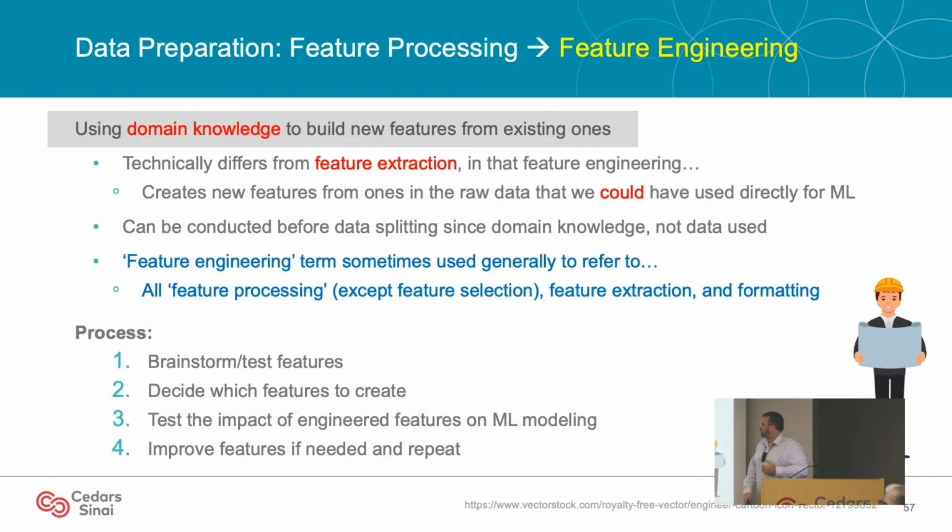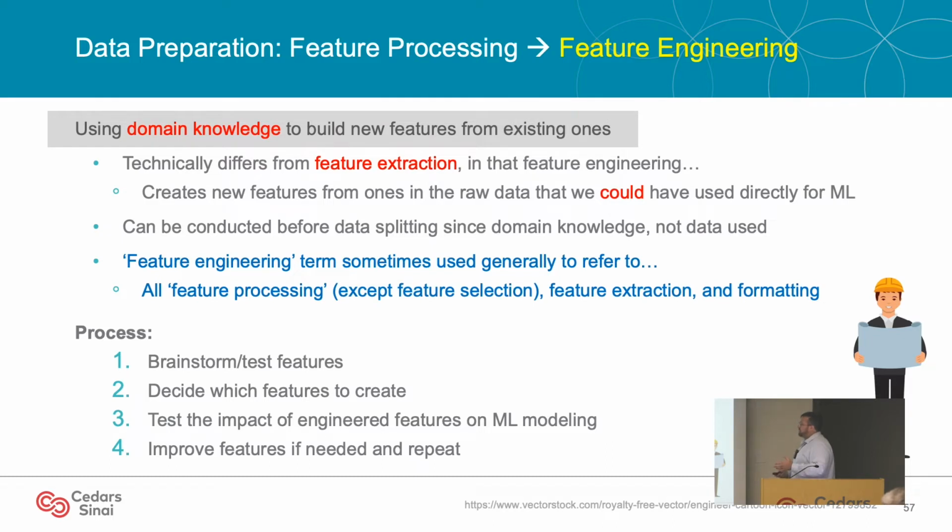Feature engineering. This is where we use domain knowledge, our own human expertise, to build new features from existing ones. This technically differs from feature extraction, which we learned about earlier, right? If you have video or images and you're extracting features from it. It differs in that with feature engineering, we're creating new features from ones in the raw data that we could have used directly for machine learning. It was already in a format that technically we could have just run machine learning on.